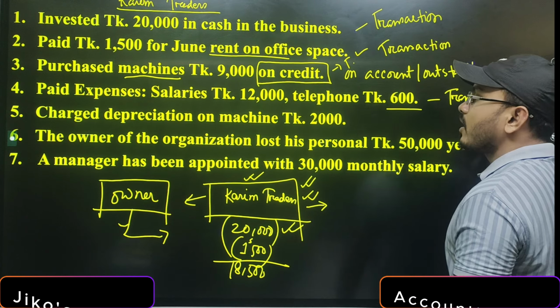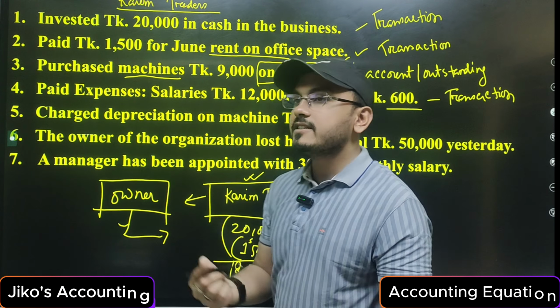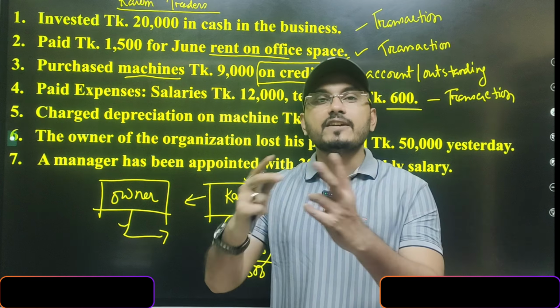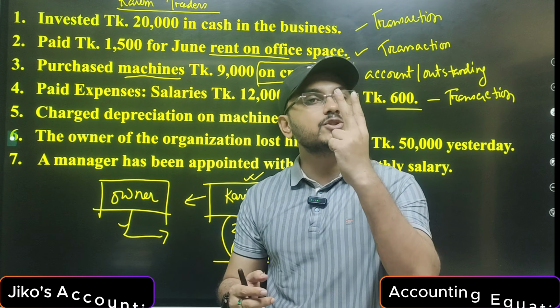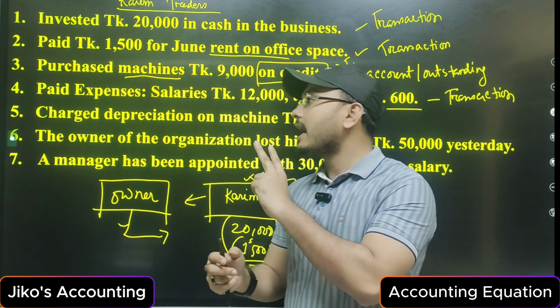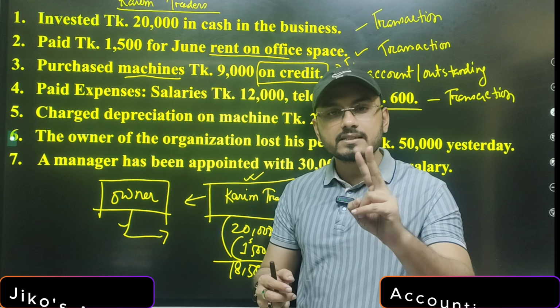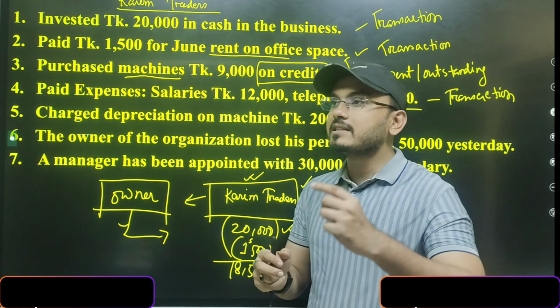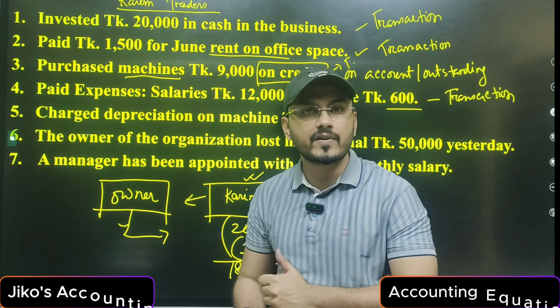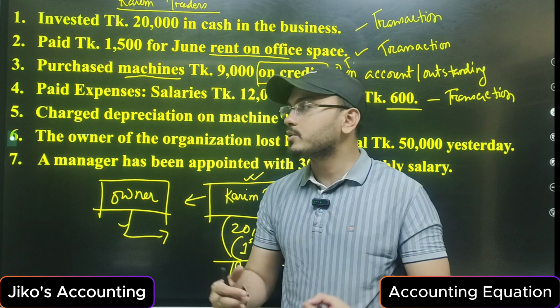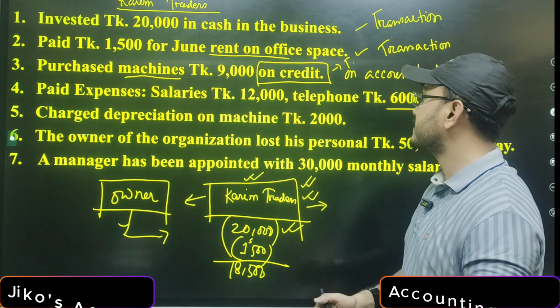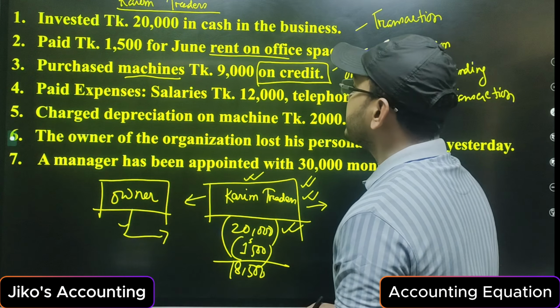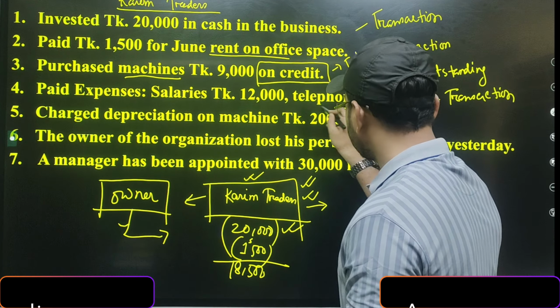Is it clear, sir? When it's time to identify between a transaction or event, I am using just only two techniques. The first one is I am trying to figure out two parties, and the second option, changing the financial condition of the business. Whenever these two conditions are fulfilled, at that time we are going to recognize it as a transaction. Charged depreciation on machine taka 2,000.